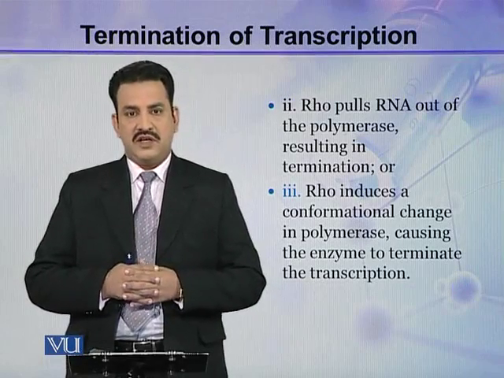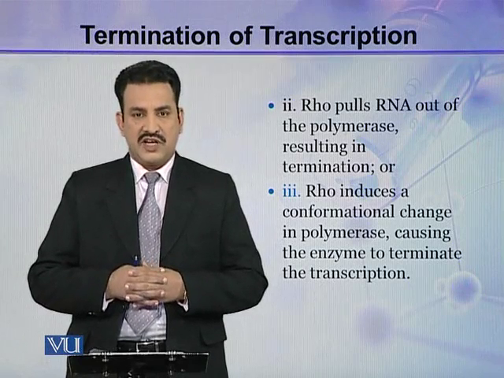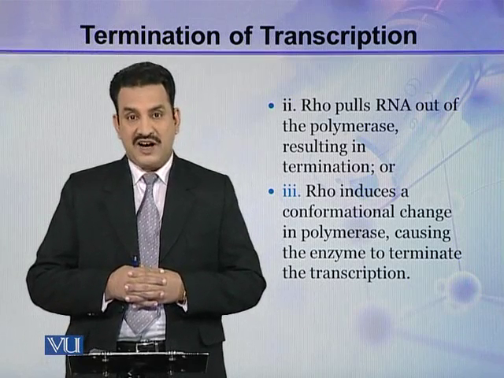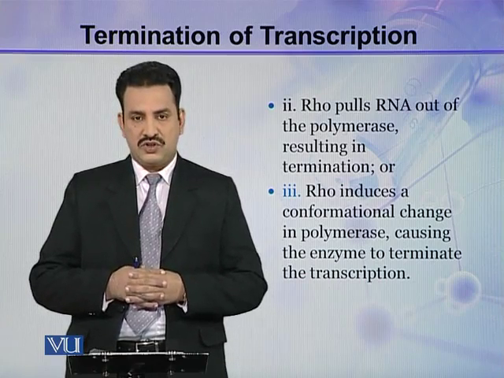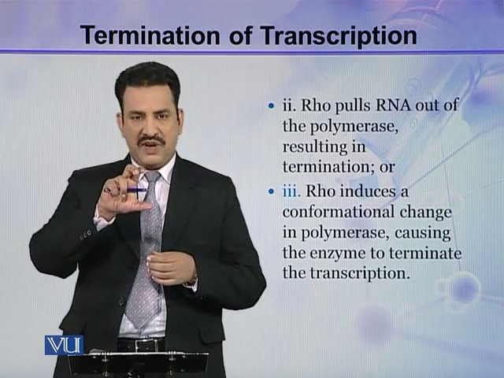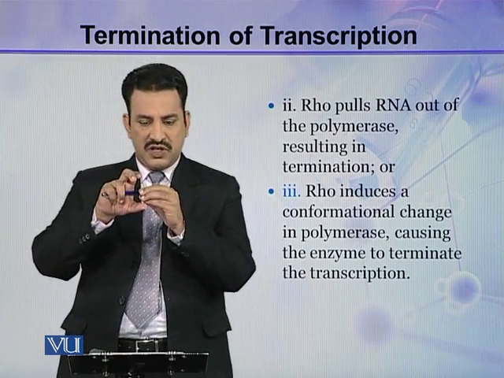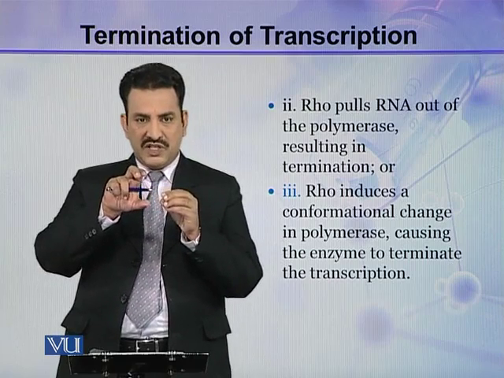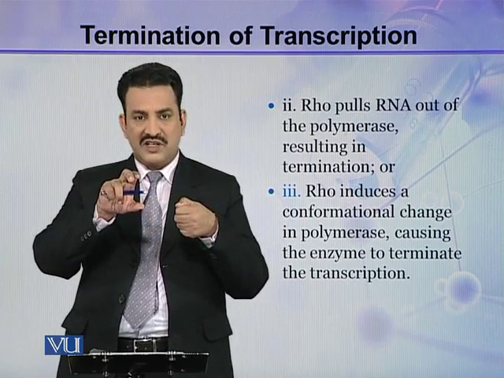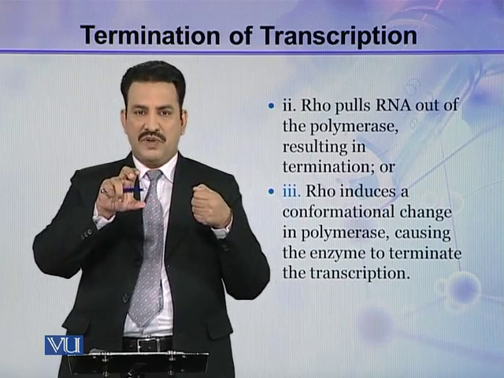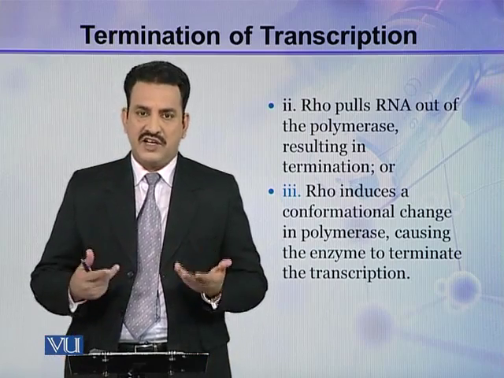So the second explanation regarding the action of Rho describes that Rho pulls RNA out of the polymerase, resulting in termination. So this is the complex, and the RNA transcript is exiting this polymerase. So this Rho pulls this RNA out of this complex. In this way, the transcription stops. This is the second explanation.